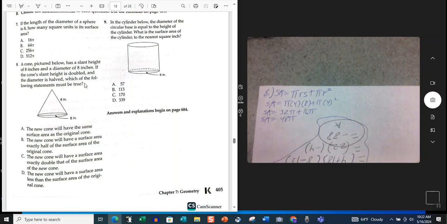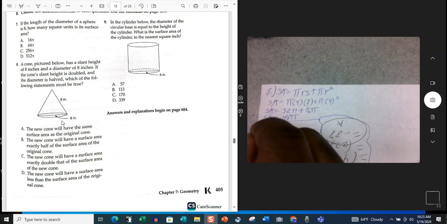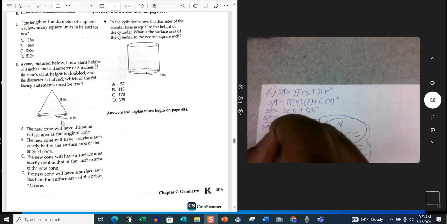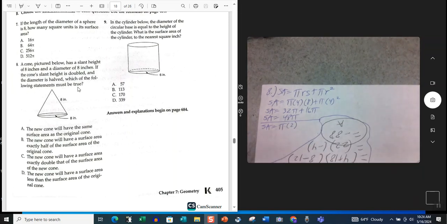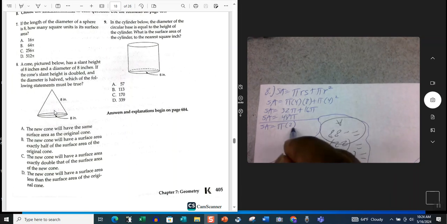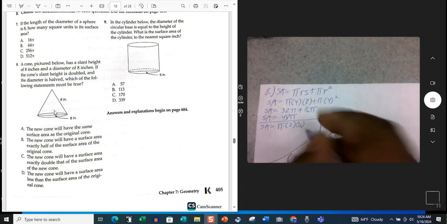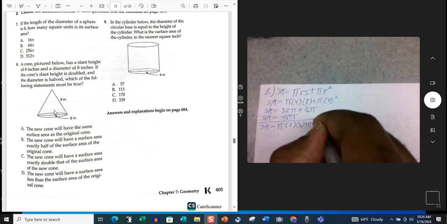They tell us that the slant height is doubled, so that means that's 16, and the diameter is halved. So when they say cut this diameter in half, they're saying your new diameter is 4. So that means that your new radius would be 2. So let's go with what they have here. We have pi. The radius would be 2, because remember your new diameter is 4, and you have to take half of that to get the radius, which is 2. Your slant height is 16, plus pi, radius is 2, and that's squared.